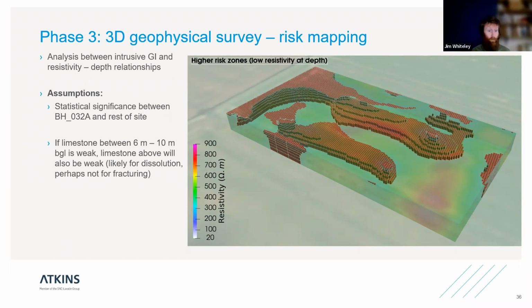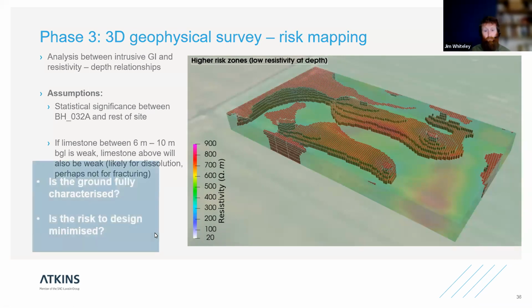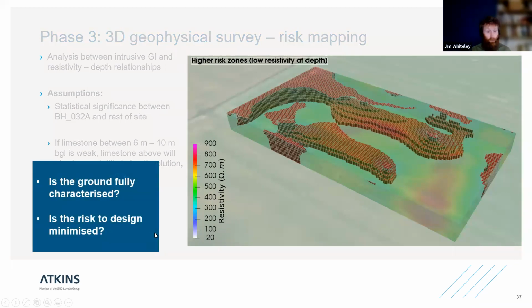And this is the risk map that we're able to make from that in terms of 3 dimensions. So in light colors in the background there, we've got the raw resistivity data, and then this kind of voxel model over the top there is showing where you've got these higher risk zones. Is the ground fully characterized? Is the risk design minimized? Well, there's probably more you can do, but all good things must come to an end.